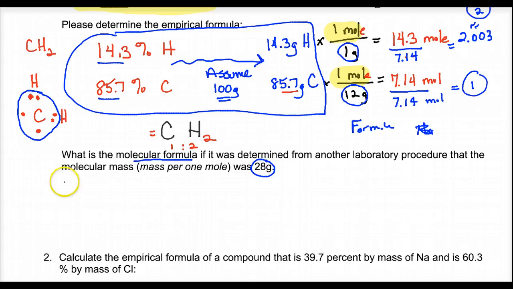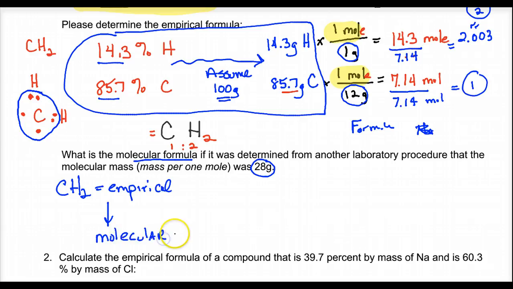So, given the CH2 as our lowest ratio, called the empirical, we're going to try to find the molecular. Now, the molecular formula is how it exists in nature. How does it actually bond in nature? Clearly, CH2 does not exist in nature because carbon needs, what, 2 more electrons to make this work. We know that CH4 works, but not CH2.